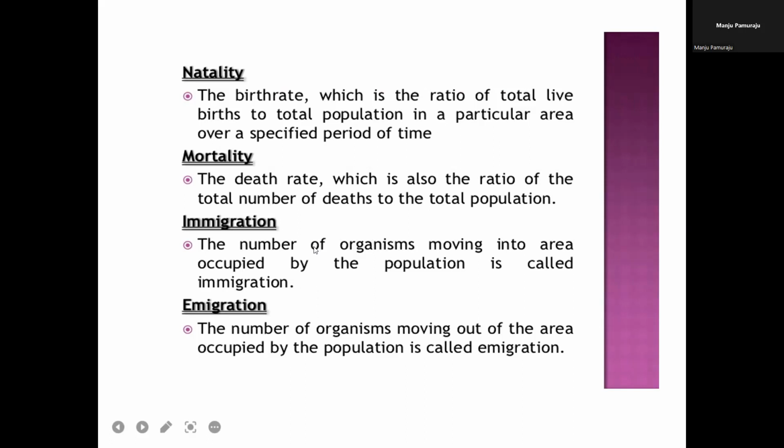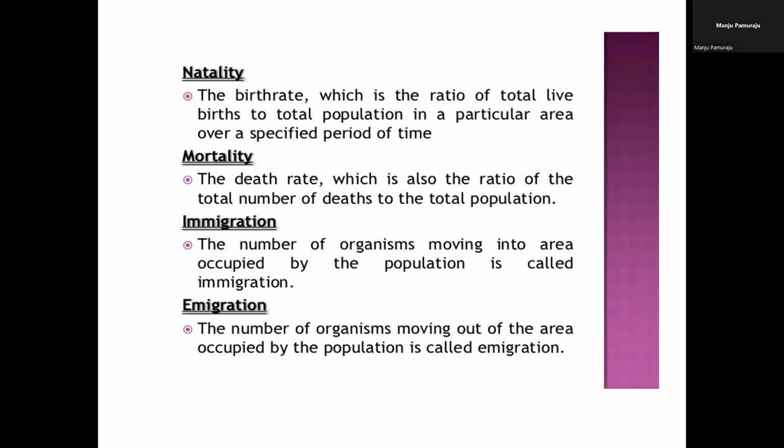Immigration is the number of organisms moving into the area occupied by the population. That is adding other organisms which are coming into this occupied area. Emigration means the number of organisms moving out of the area occupied by the population. Generally natality and immigration increase the size of the population, whereas mortality and emigration decrease the size of the population.